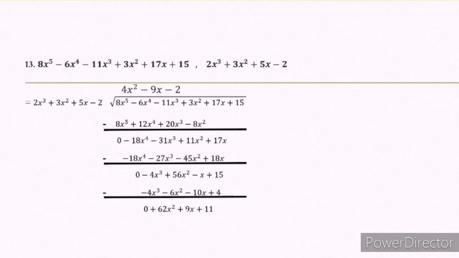Then negative 4x cubed plus 56x squared minus x plus 15 minus negative 4x cubed minus 6x squared minus 10x plus 4 is equal to 0 plus 62x squared plus 9x plus 11.